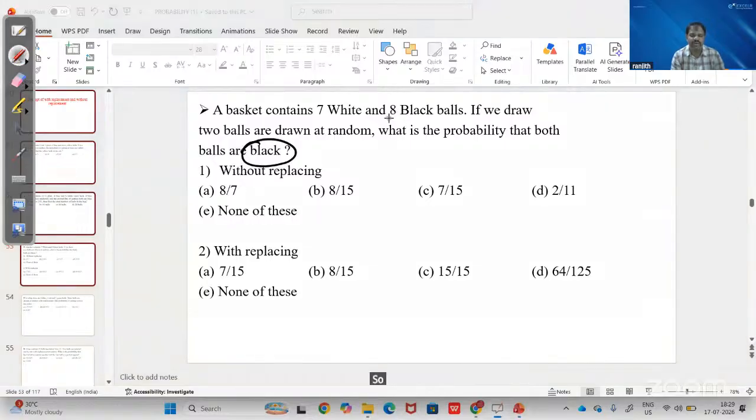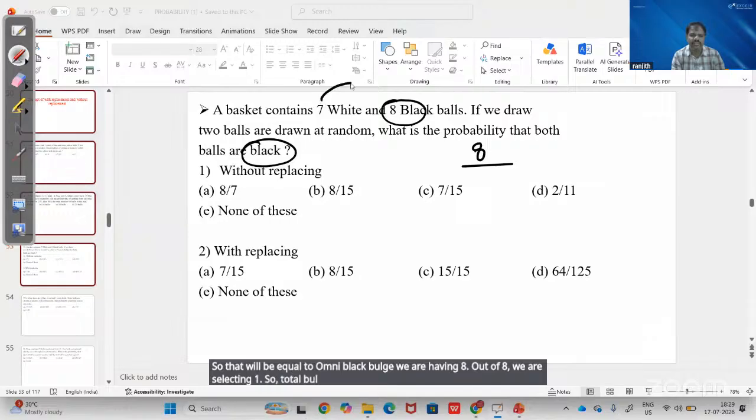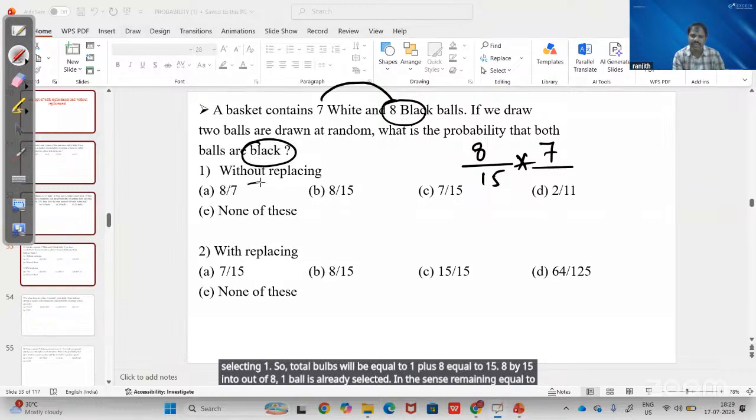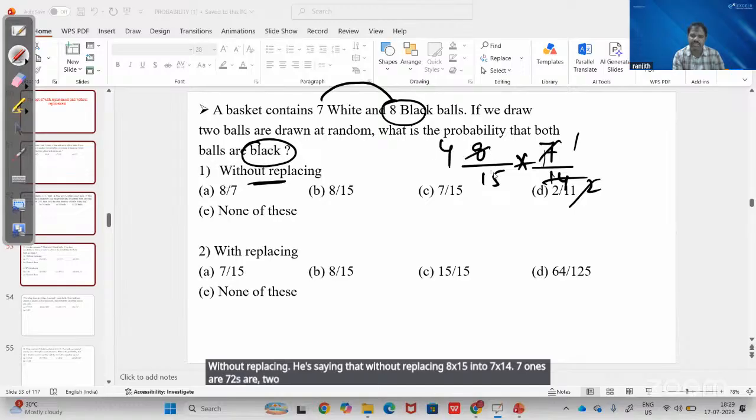How many black balls are we having? 8. Out of 8 we are selecting 1. So total balls will be equal to 7 plus 8 equal to 15. 8 by 15 into, out of 8, 1 ball is already selected, in the sense the remaining is 7, without replacing. He is saying without replacing, 8 by 15 into 7 by 14. 7 ones are 7, 7 twos are 14, 2 ones are 2, 2 fours are 8. So the answer is 4 by 15.